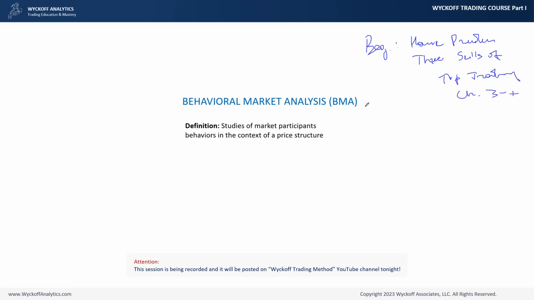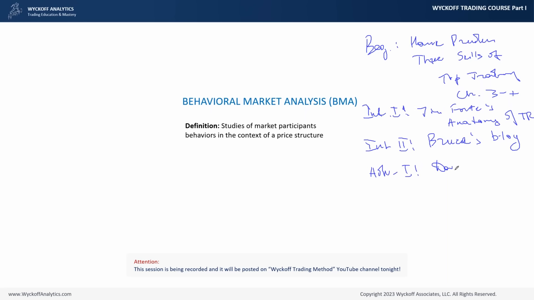Then as we go to, let's say, intermediate one level, Jim Forte's Anatomy of the Trading Range. Intermediate two, and I just refer to this level as we have them in our education, Bruce's blogs. Advanced one level, David Wise's book, Trades About to Happen. And advanced two level, stop reading everything.